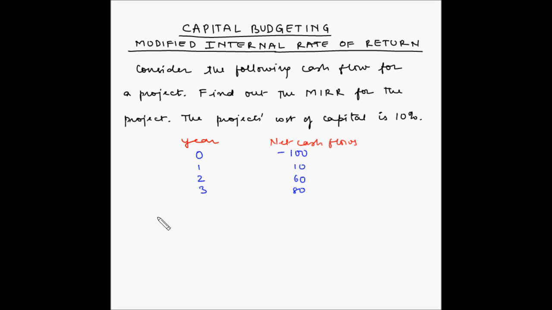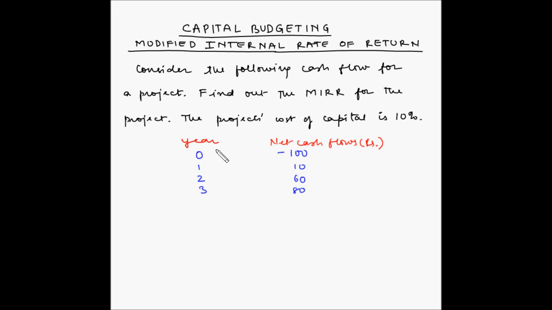In this video, we will look at another example of modified internal rate of return, or MIRR. Consider the following cash flow for a project. Find out the MIRR for the project. The project's cost of capital is 10%. These cash flows are in rupees.